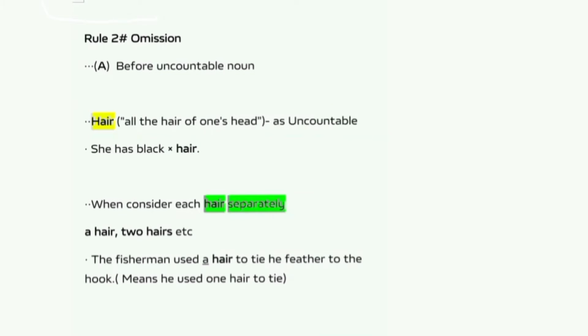Let's take the next word, hair. Hair is considered uncountable when it means all the hair of one's head. Like in the sentence, she has black hair, meaning all the hair on her head. But when we consider each hair separately, we can say a hair, two hairs. Like in the sentence, the fisherman used a hair to tie the feather to the hook. It means he used one hair to tie the feather.